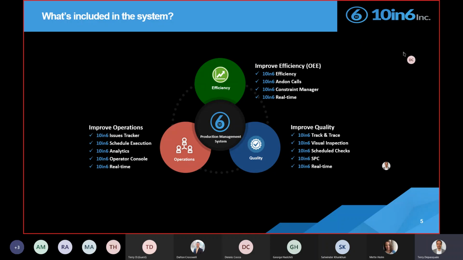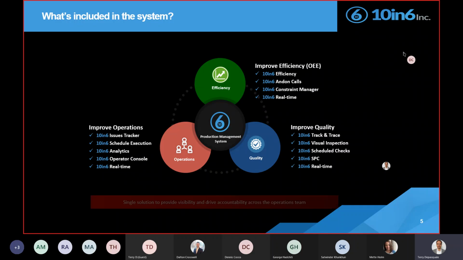And finally, overall helping with the manufacturing operation, from issues tracker for those higher level issues or ongoing issues you're trying to solve, where you might have a multi-department Kaizen or improvement team working on trying to solve issues. Schedule execution to make sure that the latest version of the schedule is communicated to the shop floor in real time so they're producing the right parts. And analytics to identify the chronic issues in your environment to focus your limited improvement resources on, and then an operator console to bring all of these modules together, and of course real-time feedback.